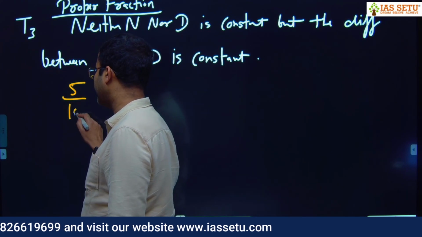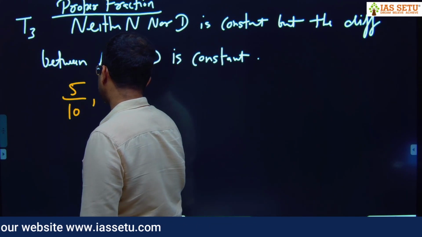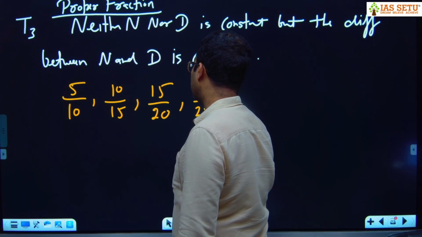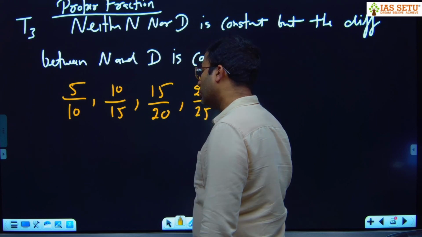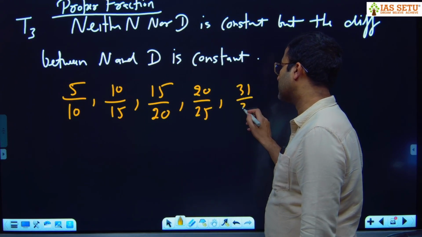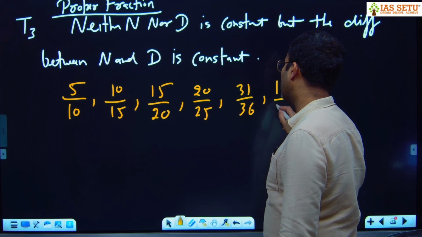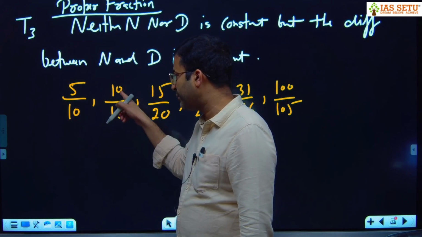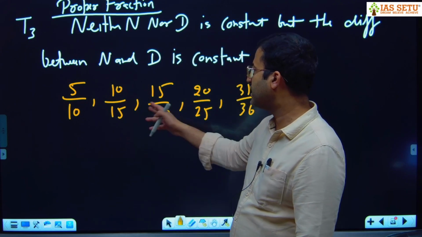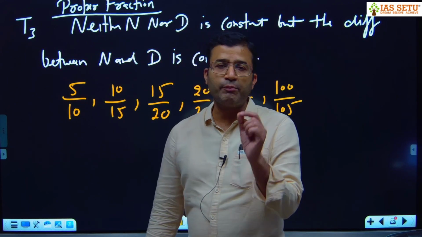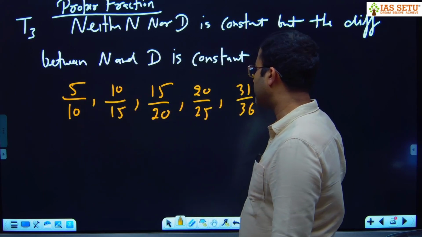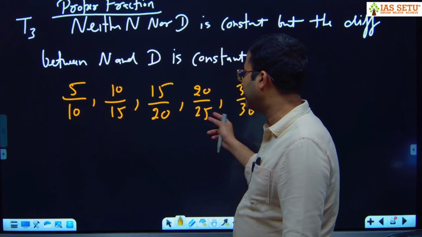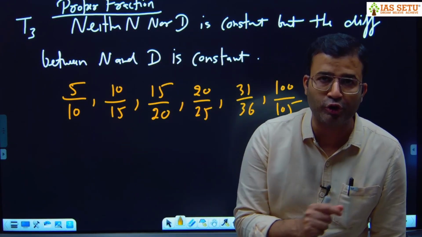Like here 5 by 10, 10 by 15, 15 upon 20, 20 upon 25, or like 31 upon 36, 100 upon 105. It is not necessary that it is 5 by 10, it can be 11 upon 16 also. But these are easy, that's why I'm taking. See, the point is neither numerator constant, numerator 5, 10, 15, 20, 30, 100. Denominator 10, 15, 20. Neither numerator nor denominator constant.